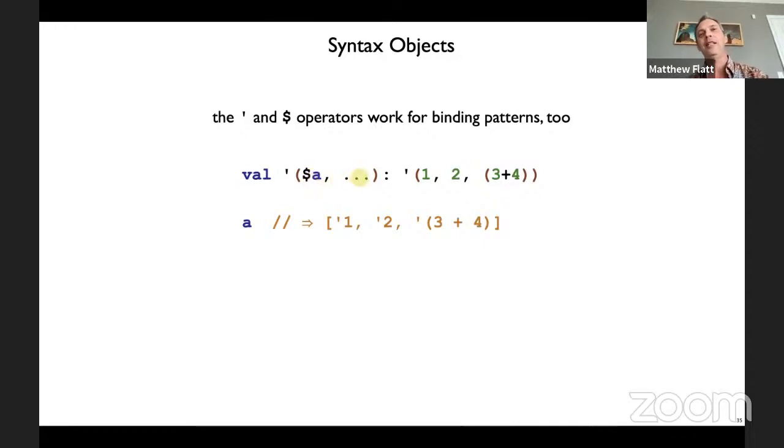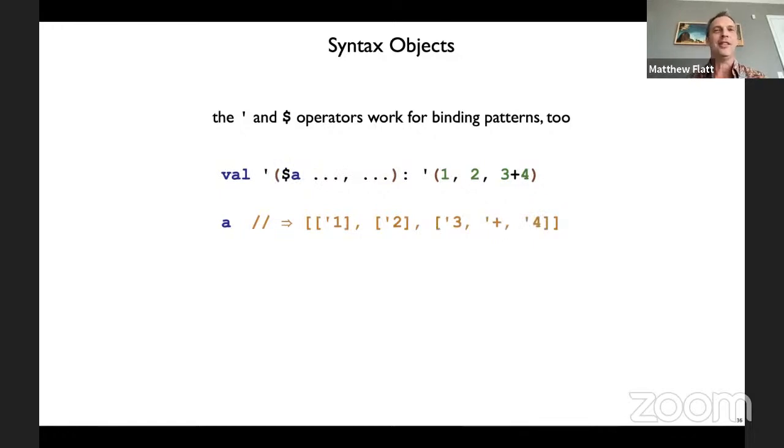If I want to match any number of groups with any number of things in each group, then it's just another layer of dot, dot, dots, right? So $A dot, dot, dot, comma, repeated any number of times, means I can have any number of pieces in each of these groups. So now A is the list containing the list of the syntax object 1, the list with the syntax object 2, and a list with these 3 syntax objects in it.